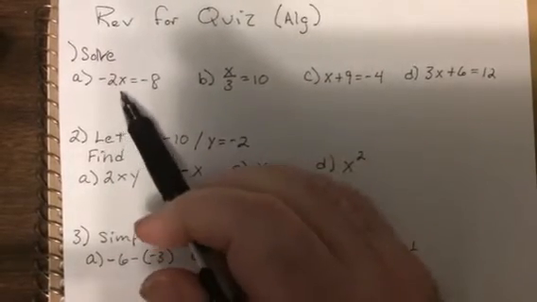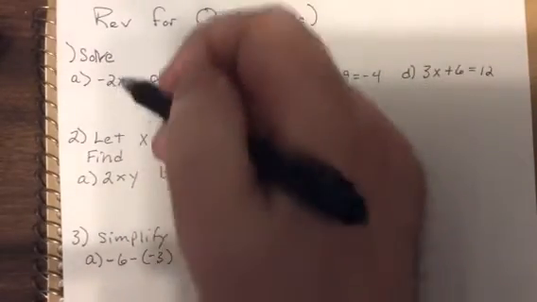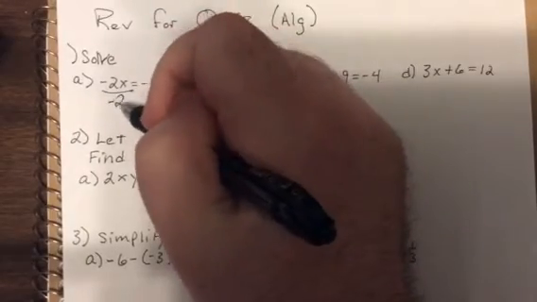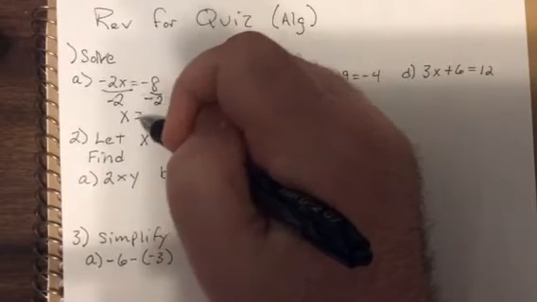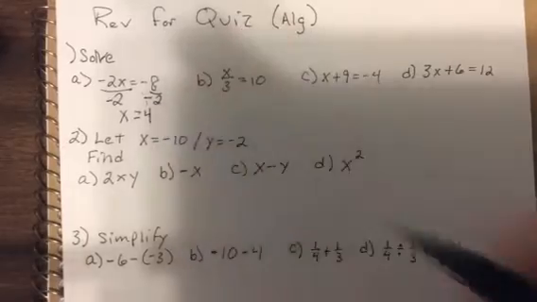Now remember, when you're solving, you're trying to get a 1x by itself. So you always do the reverse. So I'm multiplying by -2, so you need to divide by -2. Two negatives make a positive when you're multiplying or dividing. 8 divided by 2 is 4.